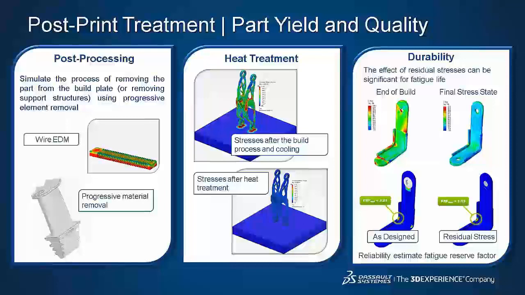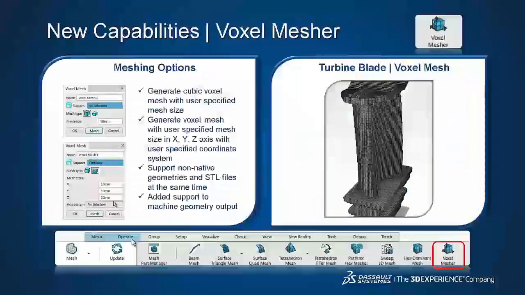Besides, we can apply heat treatment thermal cycles to simulate the reduction of build stresses. We can also predict in-service durability of the additive manufacturing parts with consideration of print process-induced residual stresses. So these are things that we already introduced by end of 2017. Now, let's focus on the new capabilities coming up in 2018X.